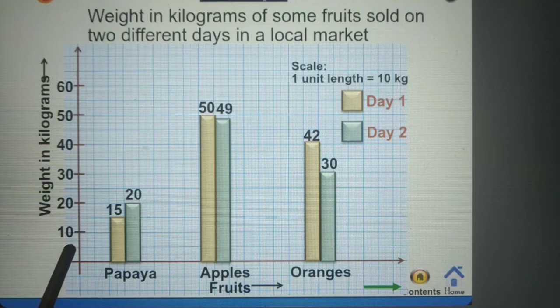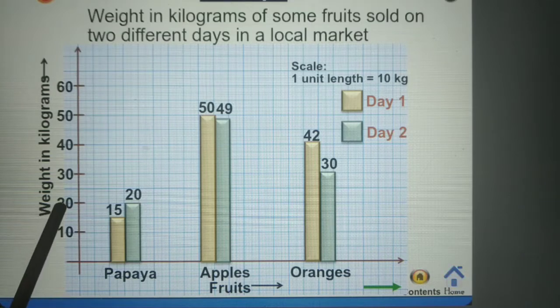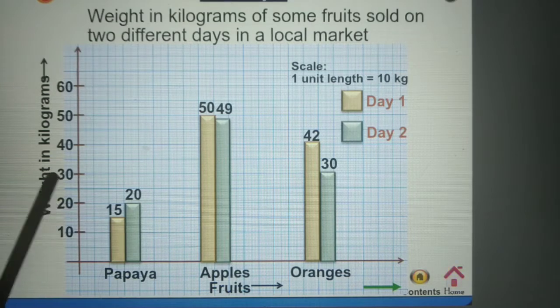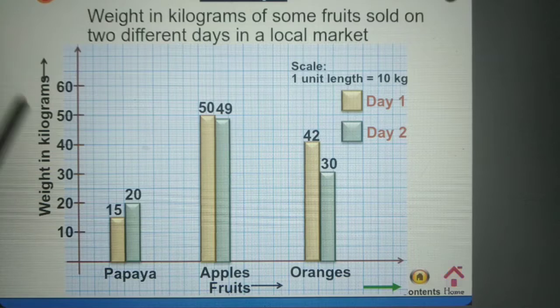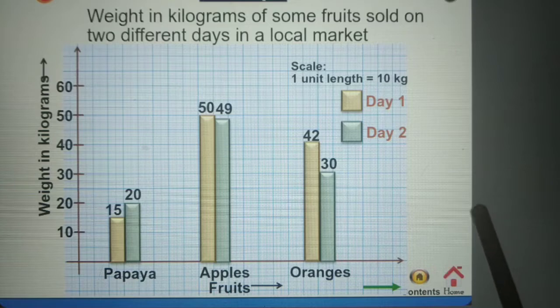It is 1 unit and we consider this as 10 kg. So half of this is 5 kg. So 1 unit is 10 kg, then up to the second unit 20 kg, then 30, then 40. You must take an equal gap on the y-axis and for the x-axis. Now come towards the papaya, apple and oranges.